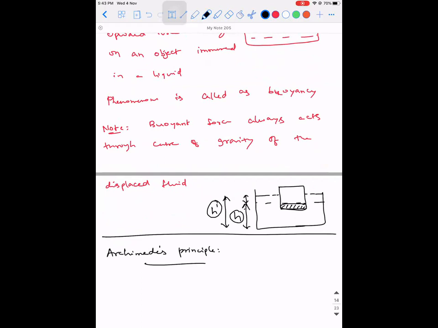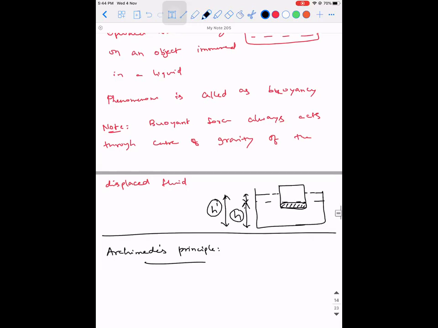So what does this state? Anybody who can try? Sure, sir. It means that the volume of the liquid displaced is equal to the volume of the solid immersed. That's right. So that's the technical way of defining it.